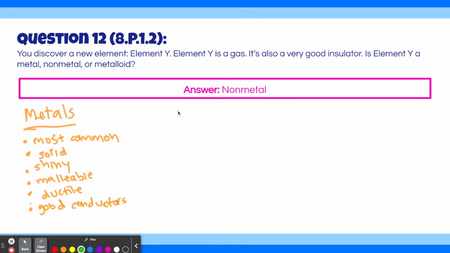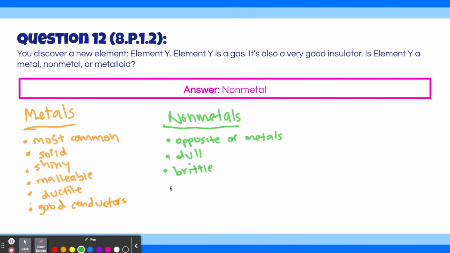Next up is nonmetals. Nonmetals have properties opposite of metals, which might have been given away by the name. They are typically dull, brittle, which means easy to break, and insulators, so they cannot conduct heat and electricity well. Many nonmetals are gases.